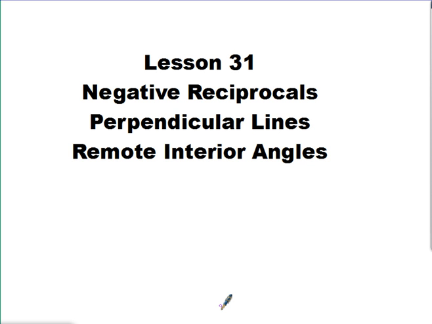Lesson 31, negative reciprocals, perpendicular lines, and remote interior angles. In talking about a negative reciprocal, it's really just the opposite reciprocal. When we talk about reciprocals, a reciprocal is a fraction that is flipped. A negative reciprocal would have the opposite sign of its original number.